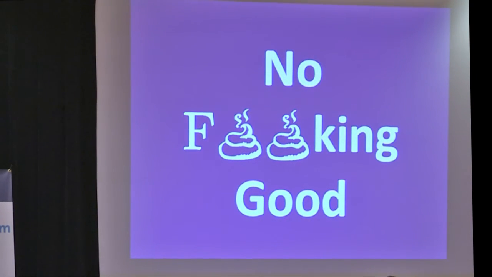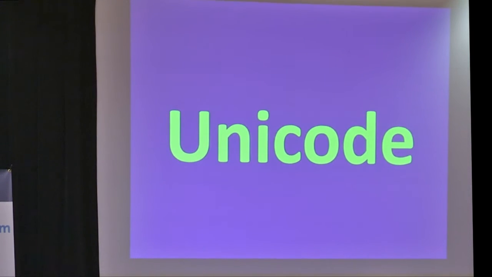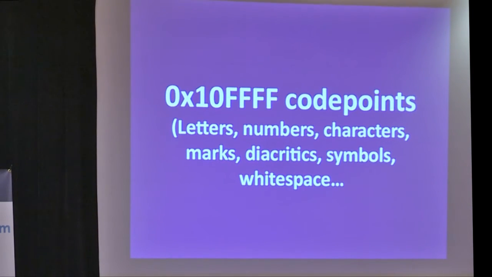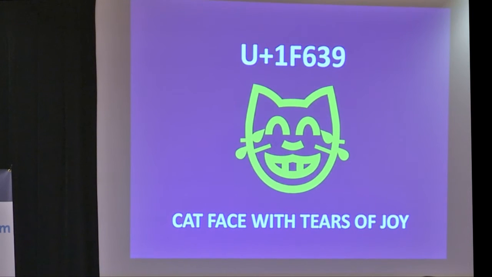And when we're talking about strings being no good, we're talking, of course, about Unicode. How many of you have had the distinct joy of dealing with Unicode in your programs? Right. Anybody want to say they're FG? Right? So Unicode is this really nice environment that has been created by the Unicode Consortium to basically assign code points to all of the different glyphs and characters used in written languages. And there are 0x10FFFF code points available. There's a lot of F's in there, so that tells you about how good it is. And that includes things for letters, numbers, characters, symbols, marks, diacritics, white space, and the all-important cat face with tears of joy. Right? Which is way up there at Unicode code point 1F639.